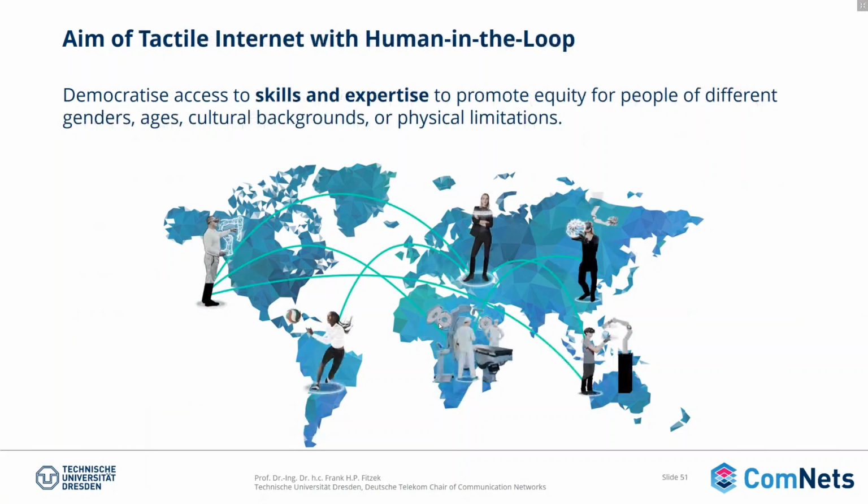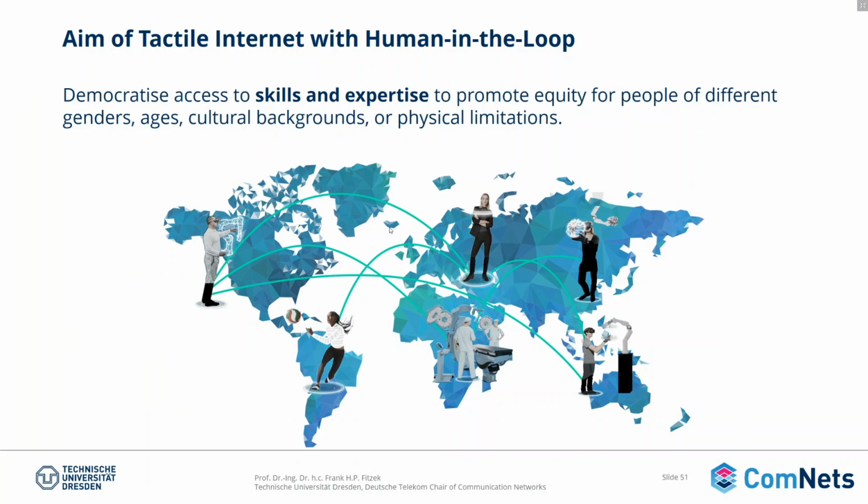Now, the Tactile Internet and what it's aiming for is to democratize the access now to skills and expertise. So before that, it was information. Now we talk about skills and expertise. And skills and expertise, why? We would like to promote equity for people of different genders, ages, cultural backgrounds, or physical limitations. Which means maybe there's a skill you never had, you want to train it, right? Or there's a skill you had, but you lost it because you got older or you had an accident, right? We don't hope that this happens, but the thing is that these things are important now to understand, can we have a skill and train it to humans, or do we have a skill and give it to machines, right?